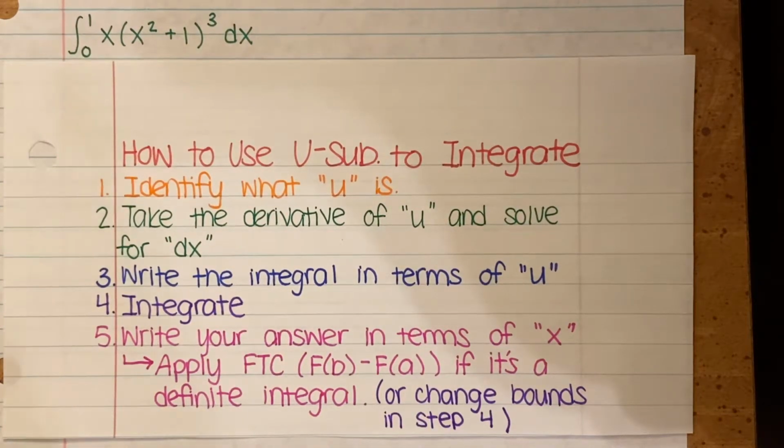Hi everyone, so today I'm going to be going over an example of a definite integral and how we can use u-substitution to find what this is. Just as a review, we're first going to identify what u is, take the derivative of u and solve for dx, rewrite the integral in terms of u, integrate, and then write our answer in terms of x and then apply FTC. Or we can go back to step 4 and change our bounds and then solve what the definite integral is. So there are two ways that we can go about this problem, and I'll show you both ways of how we can do that.